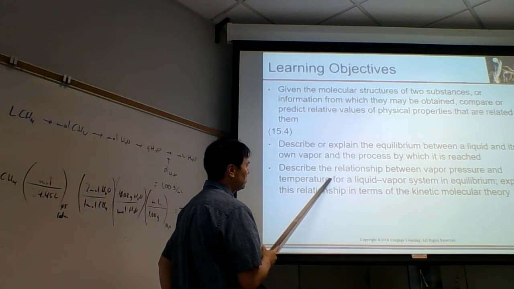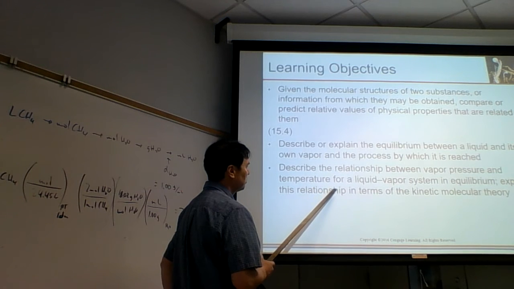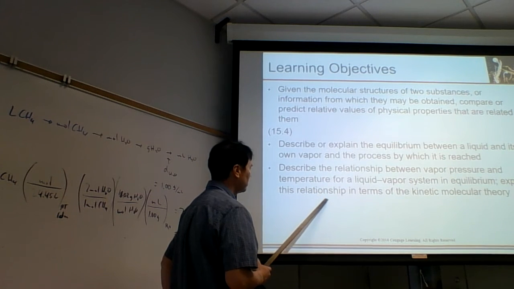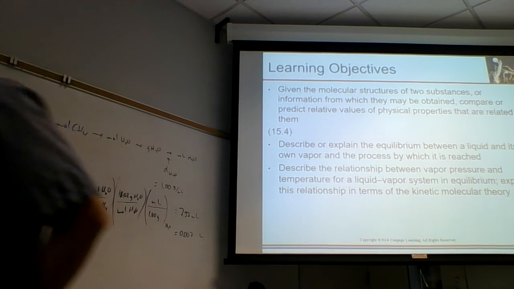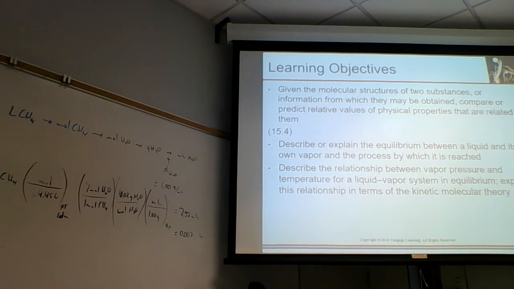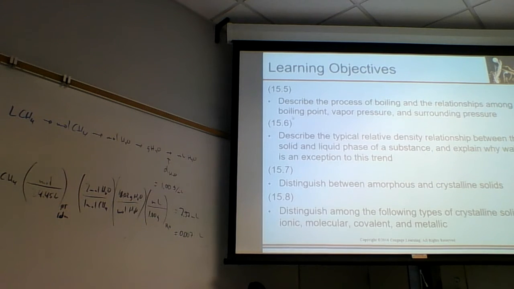Describe the relationship between vapor pressure and temperature for a liquid vapor system. The equilibrium explains this relationship in terms of kinetic molecular theory. So again, we're looking at vaporization. Vaporization is liquid being converted to gas at the particulate level. So that's what we're doing.